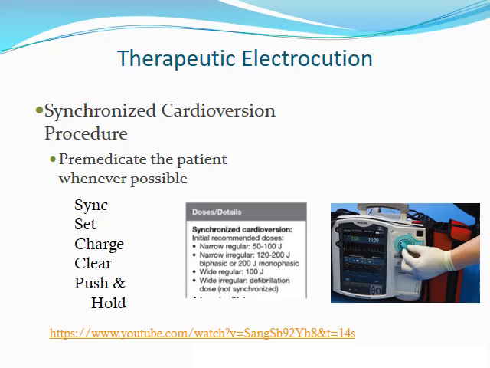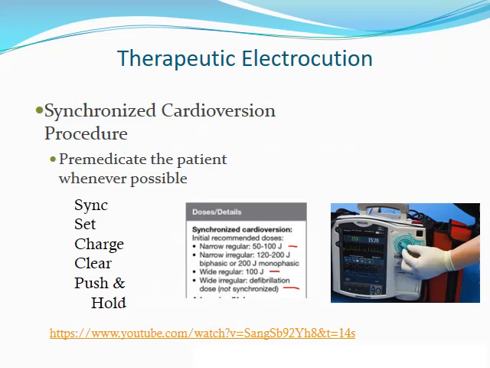If they are narrow and regular, SVT or PSVT, you can start at 50 to 100. If they're narrow and irregular, AFib, 120 to 200 most of the time, we go 150. If they are wide and regular, VTAC, we're starting at 100. If they are wide and irregular, torsades, you're going to defibrillate those live people.